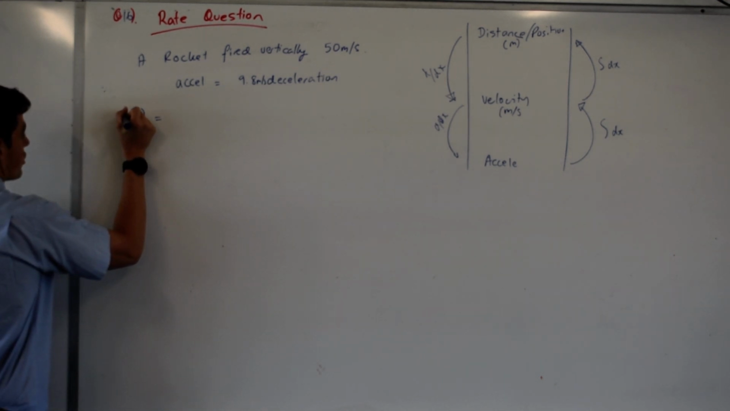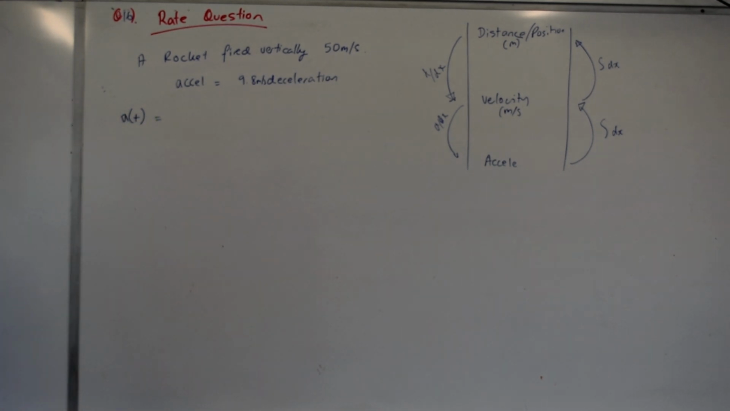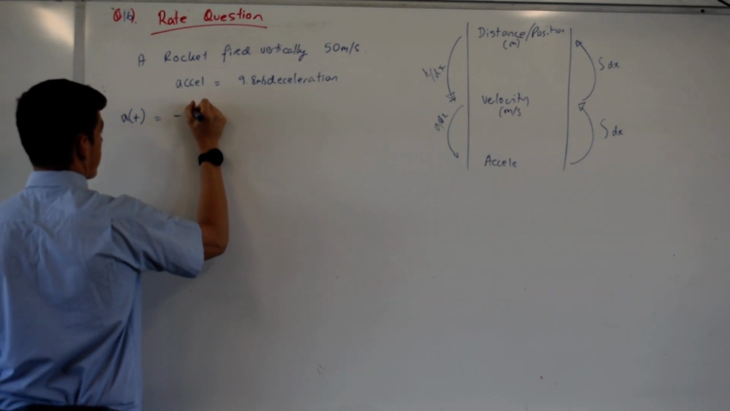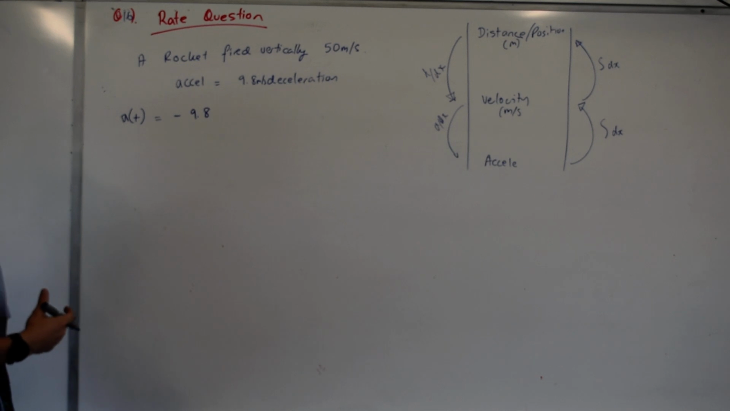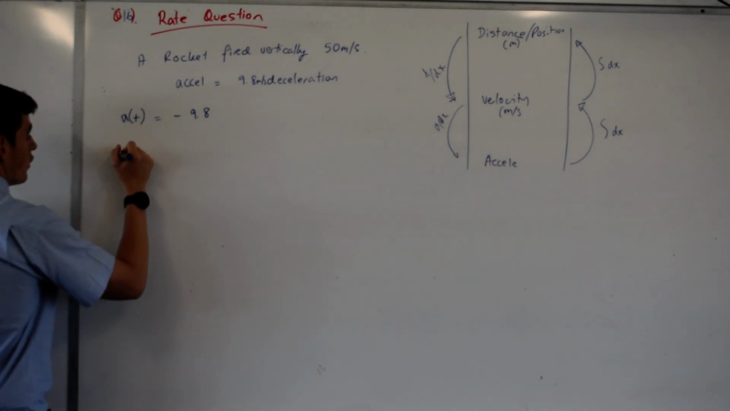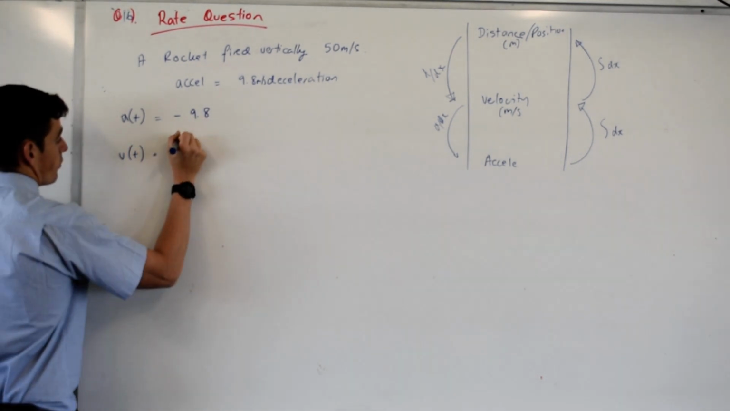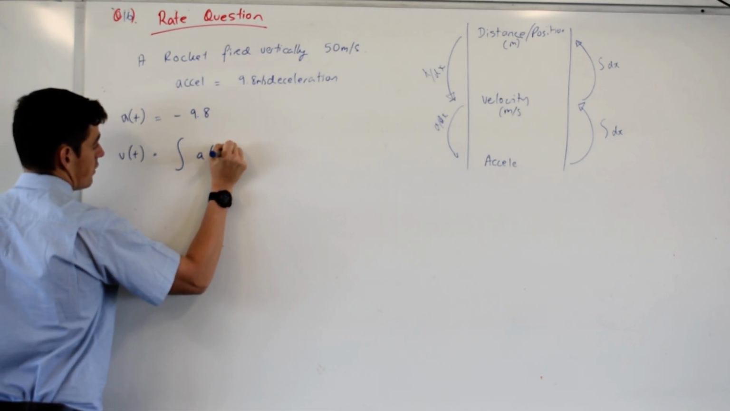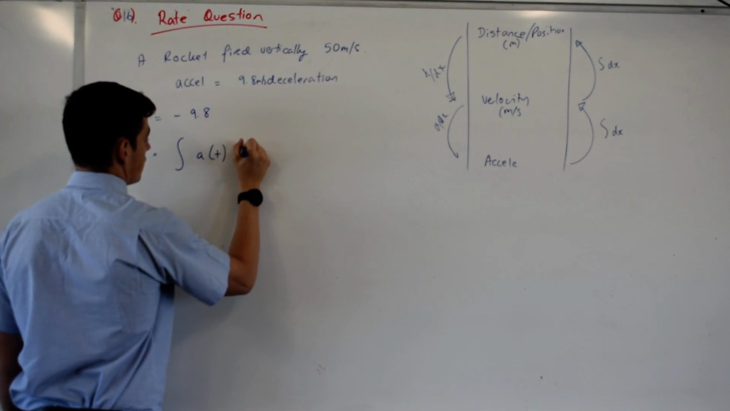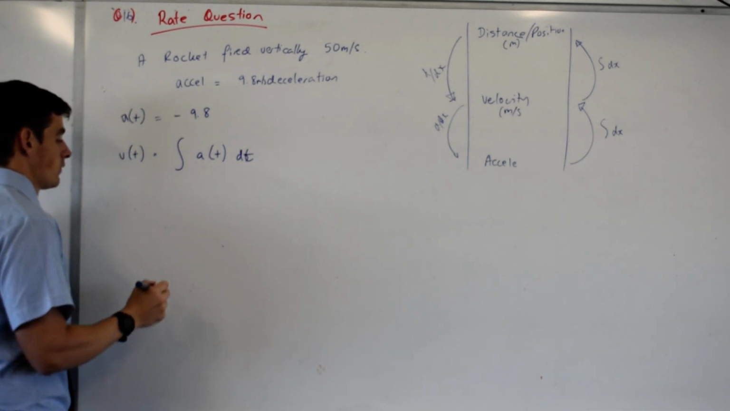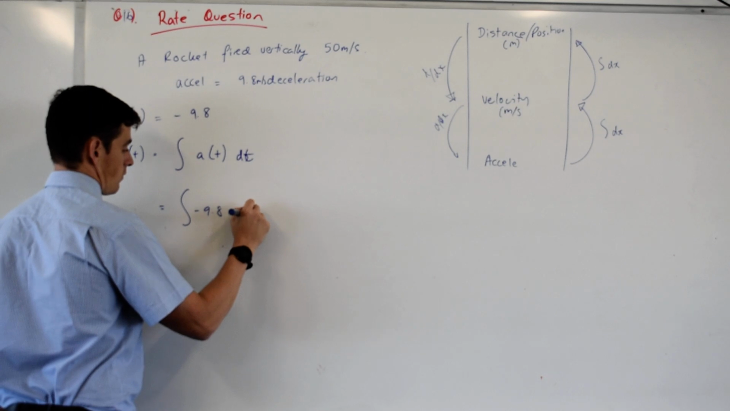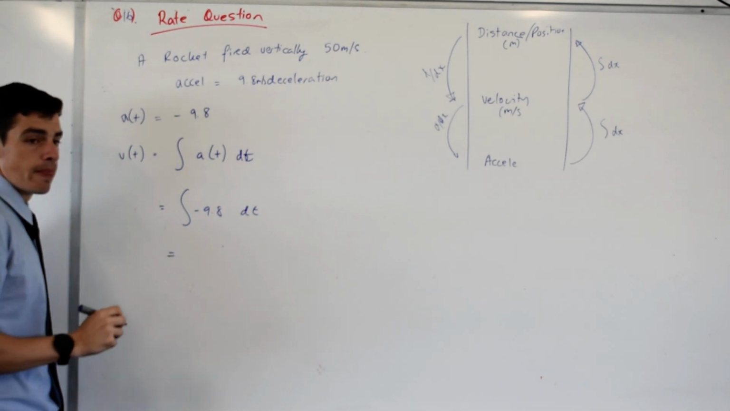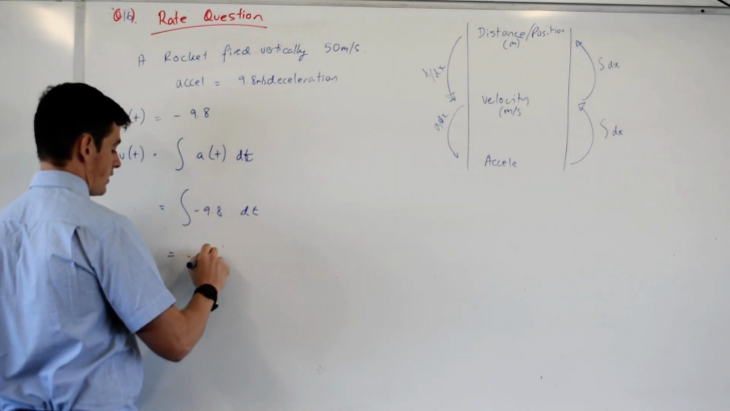We'll go Case's way. What's my acceleration? Negative 9.8. Correct? Does that change over time? So it should always be 9.8. So it's a constant, negative 9.8. Velocity equals my integration of acceleration. Correct? What does that equal? Negative 9.8t.